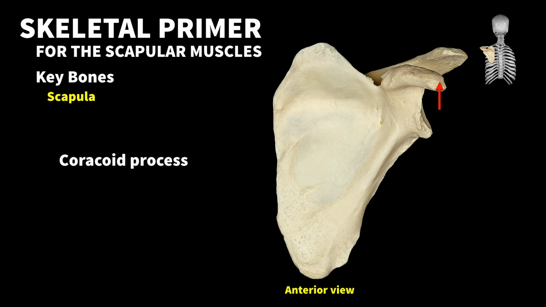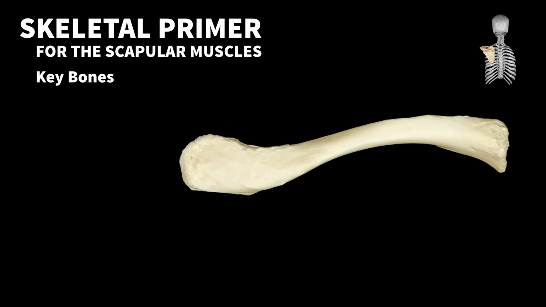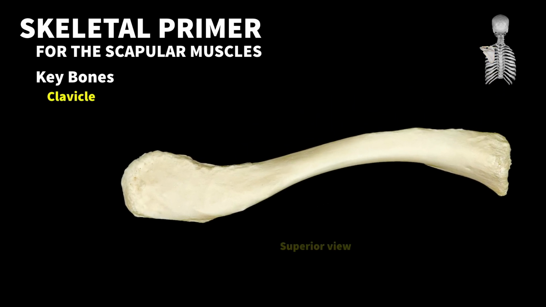The final bone we will examine is the clavicle. This slender bone is often referred to as the collarbone. The term clavicle literally means the little key in Latin. The ancient anatomists thought that it looked like a key. 2 of the scapular muscles will attach to the clavicle.